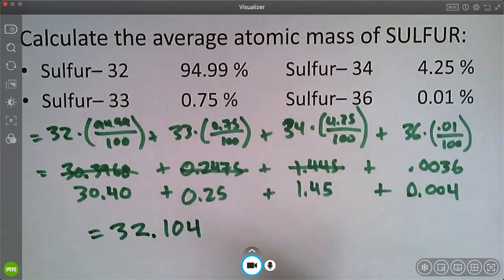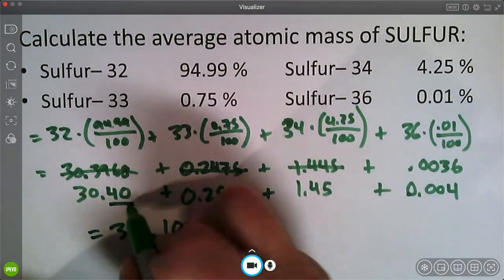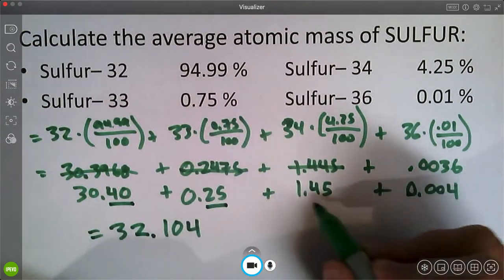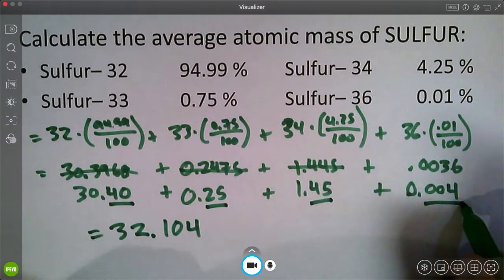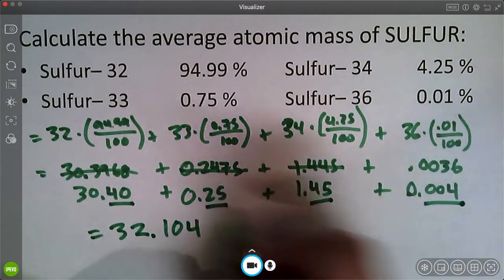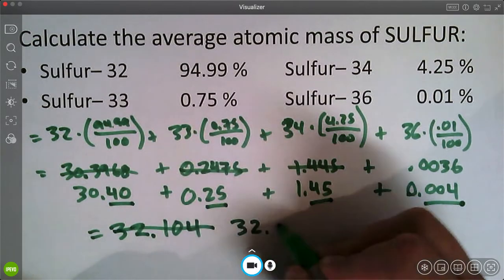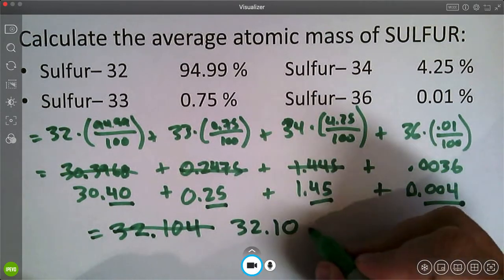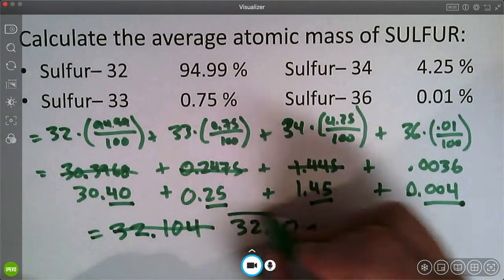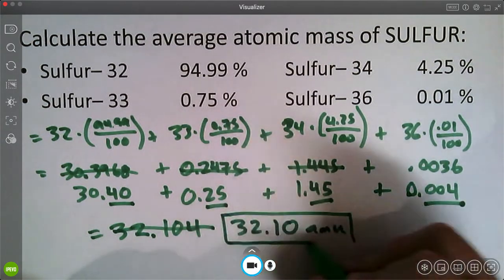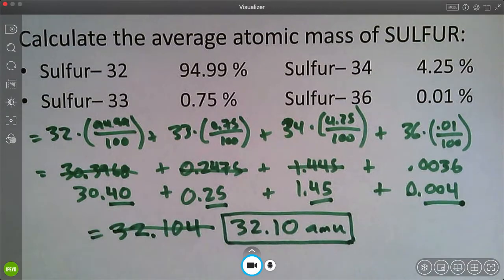32.104. Now, this has 2 decimals, 2 decimals, 2 decimals, 3 decimals. So even though this goes to the 3rd decimal, we have to round to 2. So we're going to round this to 32.10 AMU. And there's the average atomic mass in a sample of sulfur.